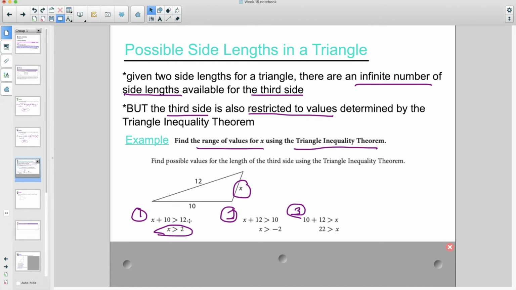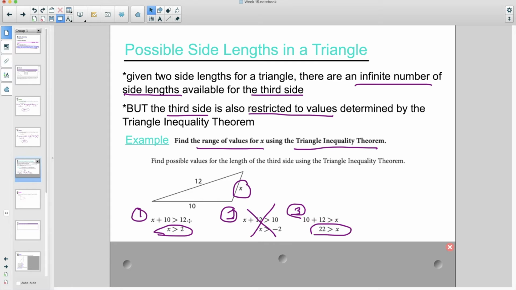When you do something like this and you actually get a negative number, we can't have negative side lengths. So this one is not going to be part of our range. But these two are. This is going to help us isolate x. So let's talk through what this is saying. The first one is saying that x has to be greater than 2. So 2 would be our minimum to start, and it has to be greater than that. This third one is saying that x has to be less than 22. So that would be that max, and x would be blocked in between.